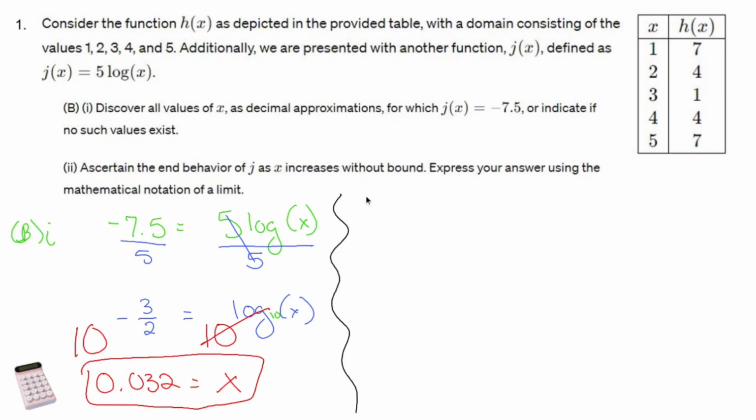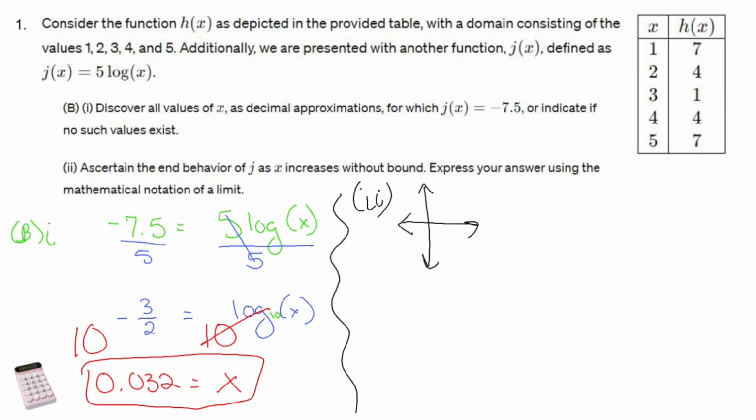Now it's 2. Ascertain, that's a word you don't see often. The end behavior of j of x as x increases without bound. Express your answer using the mathematical notation of a limit. Now, if you need to graph this out, go ahead, be my guest. Go to y equals 5 log x. The reality is this is nothing fancy at all. This is a log function multiplied by a positive number, which means it's just going to be a warped version of a log function. Log functions look like this.